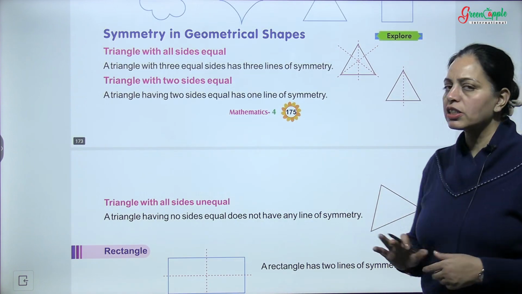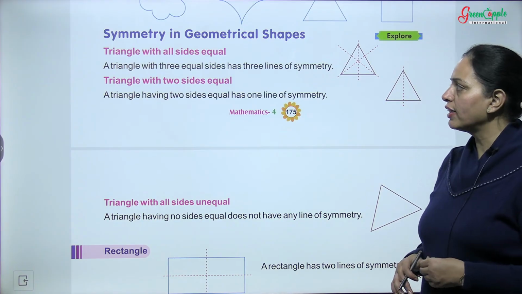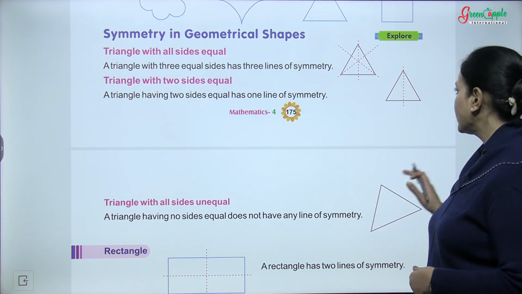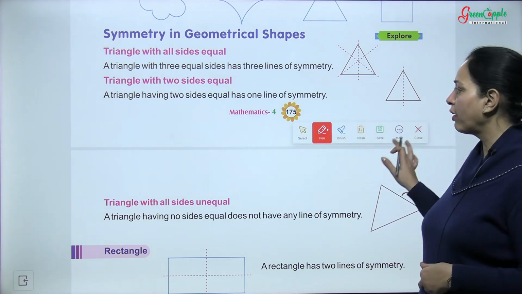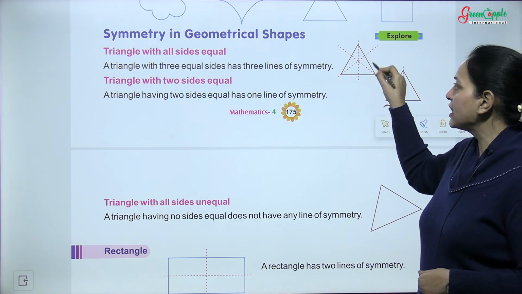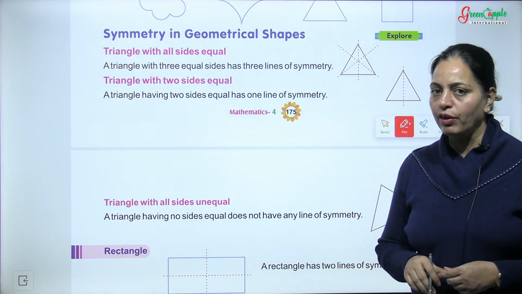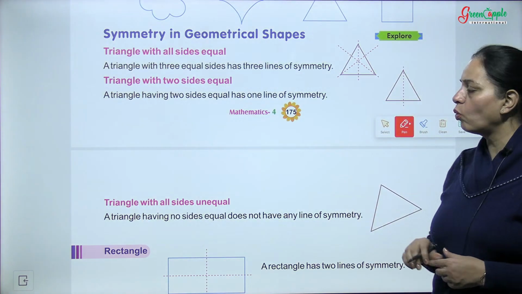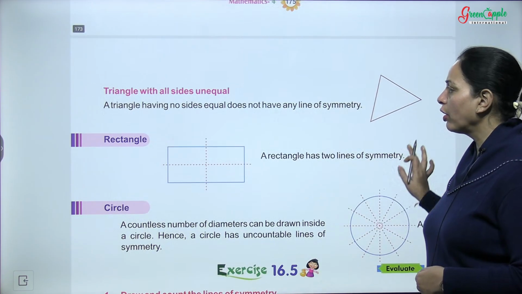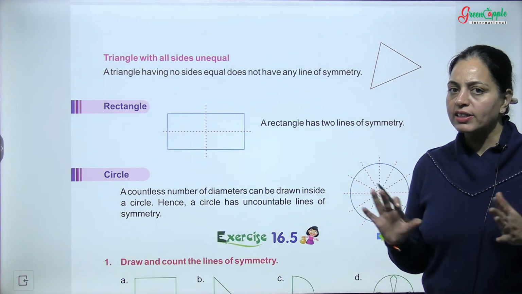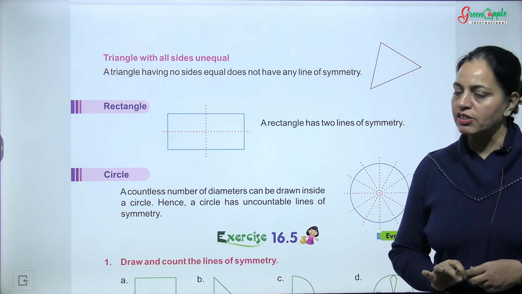Now we are talking about symmetry in geometrical shapes. A triangle with all sides equal has 3 lines of symmetry, which we call an equilateral triangle. You will read more about it later. It has 3 lines of symmetry. Now a triangle with 2 sides equal has only 1 line of symmetry. Now a triangle with all sides unequal: if all sides are not the same, then it has no line of symmetry.